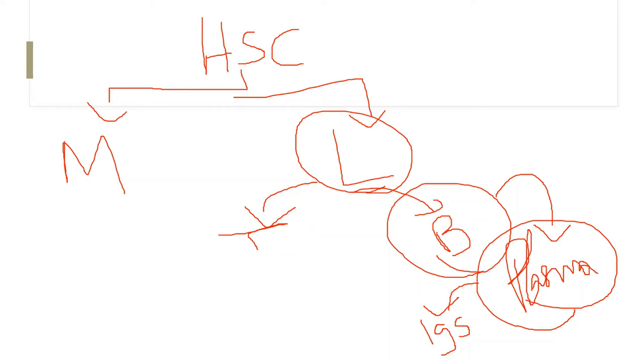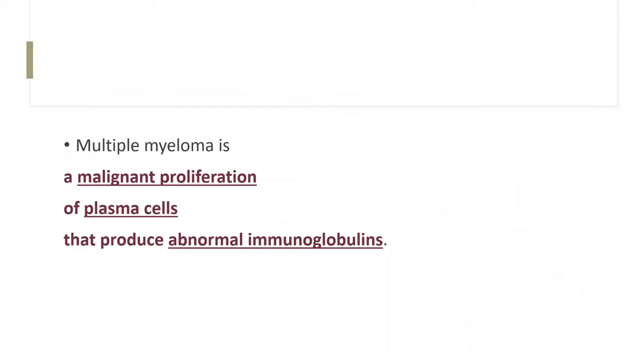Normally, the plasma cells produce normal immunoglobulins that can effectively fight off the foreign body. Whereas in multiple myeloma, the plasma cells produce abnormal immunoglobulins that do not effectively fight off the antigens. And also, there is a malignant proliferation of the plasma cells. That is, there is an increase in the number of the plasma cells, and these plasma cells in turn produce abnormal immunoglobulins. So in simple terms, multiple myeloma is a cancer of plasma cells that produce abnormal immunoglobulins.